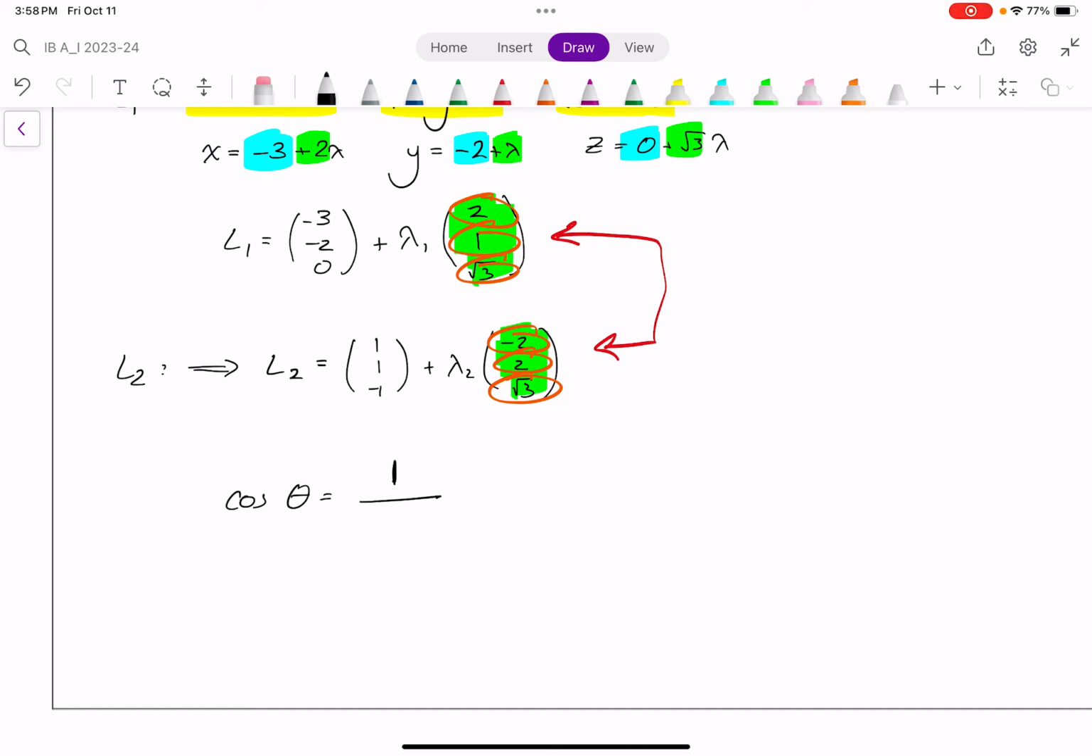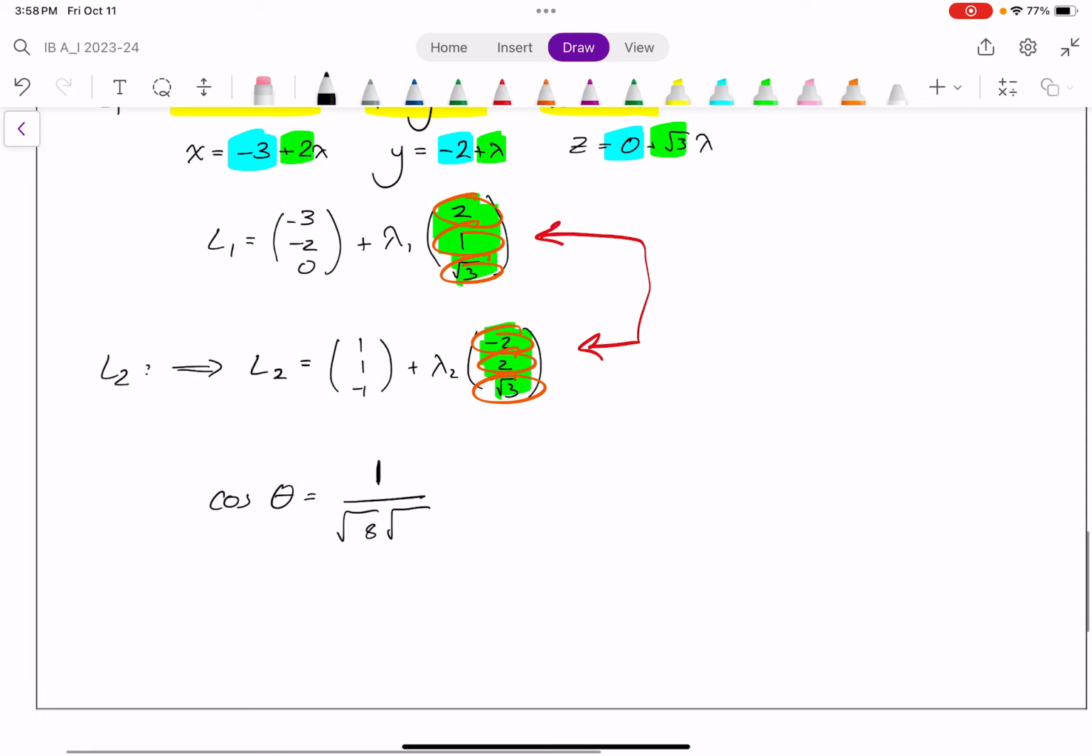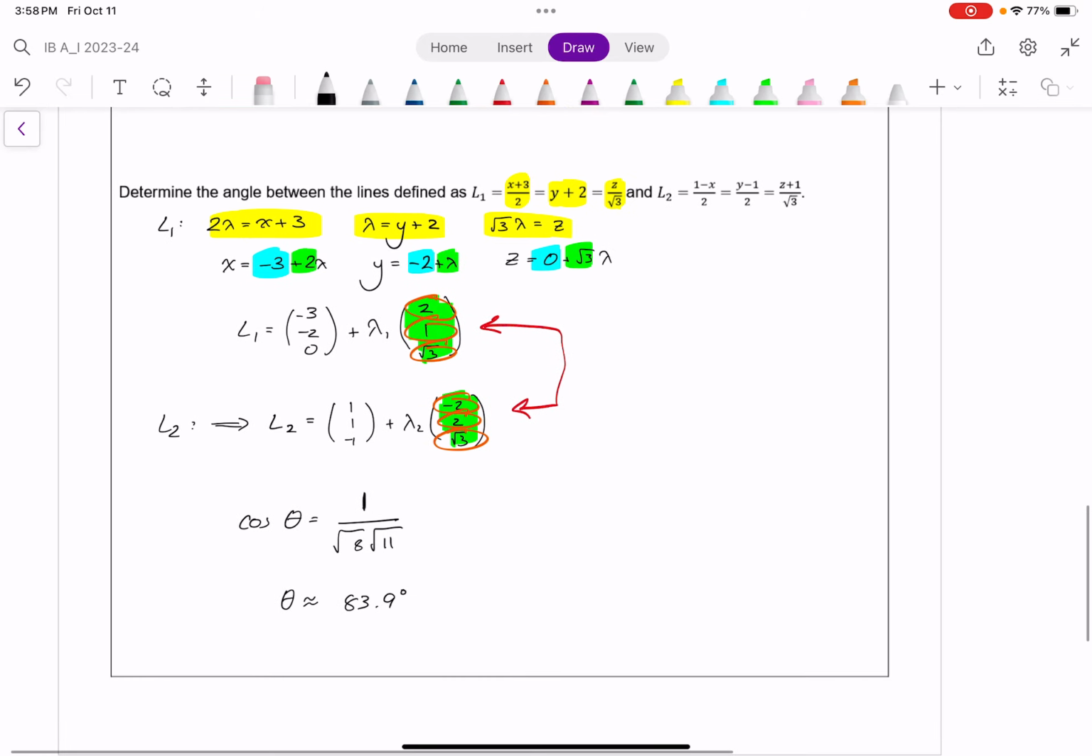And then in the magnitudes, I should get magnitudes of 8 and 11, or √8 and √11. And so therefore, theta equals approximately 83.9 degrees.